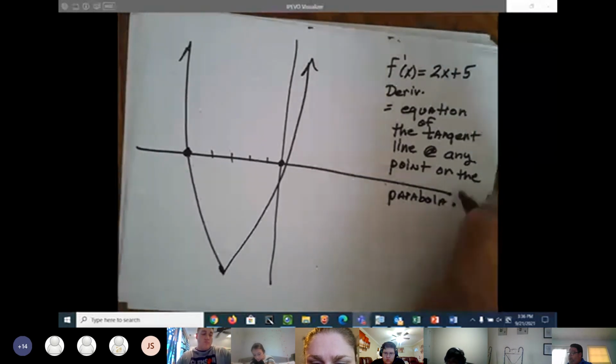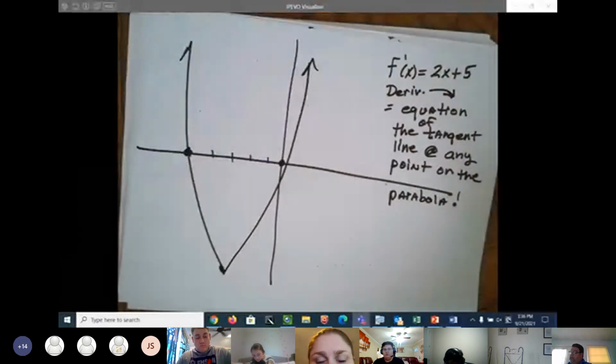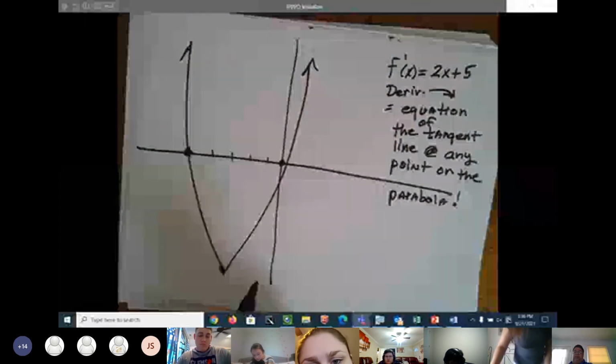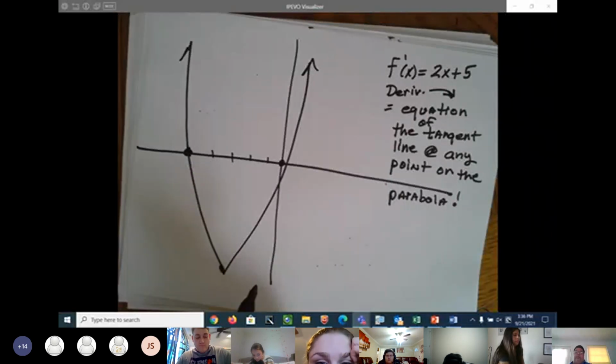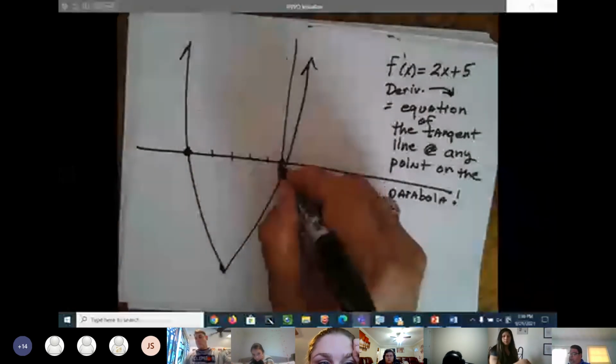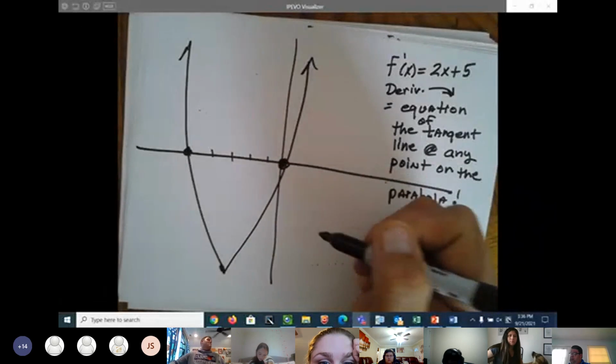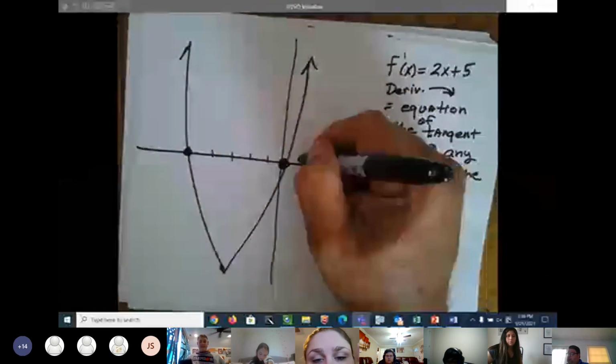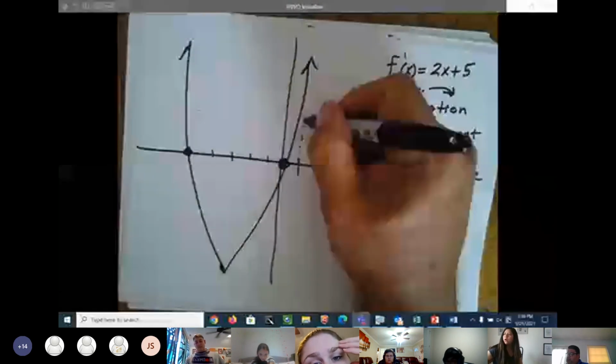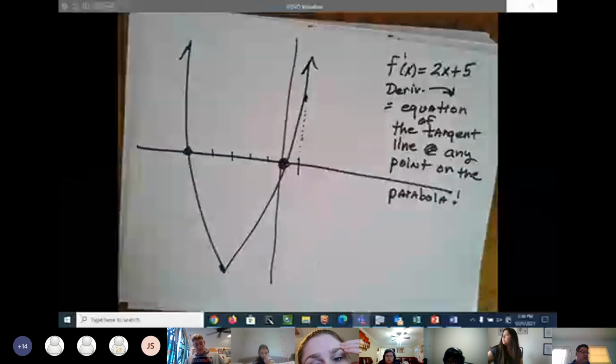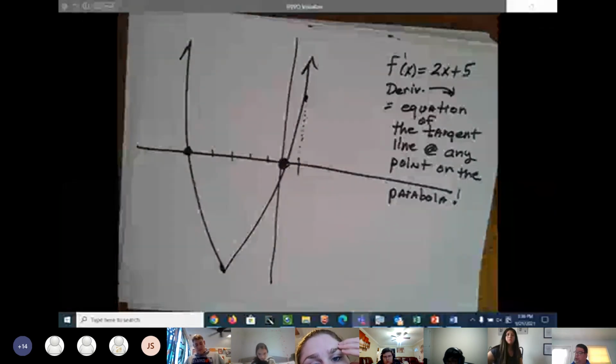Parabola. That is the definition of the derivative. The equation of the tangent line at any point. Well, this point is 0. Let's say 1. This is 1. I'm going to draw a tangent line at 1.